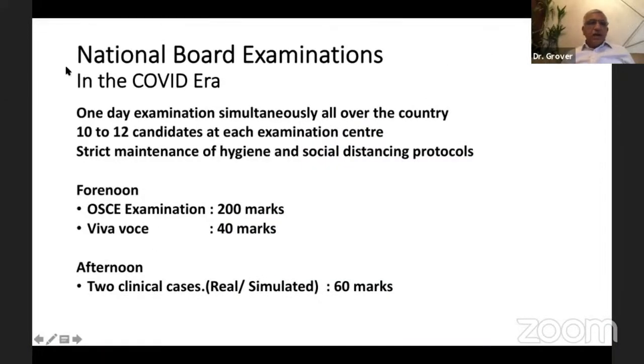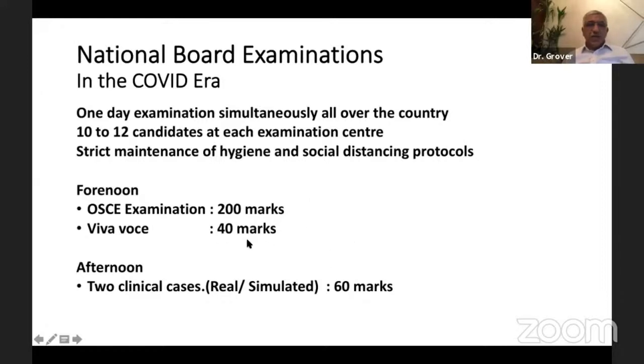So when you have a national board examination coming up in this COVID era, there will need to be certain modifications. You may not have volunteers for the OSCE examination. It will be done as a centralized examination projected on a screen from the central DNB office. And you'll have about 10 to 12 people in a hall who will be answering all the 25 stations sitting at one place. So this will be a 200 marks OSCE examination with 25 stations of 8 marks each.